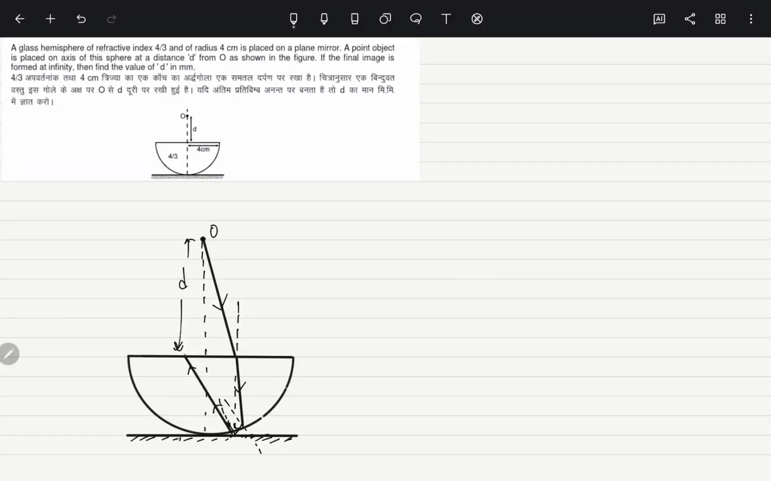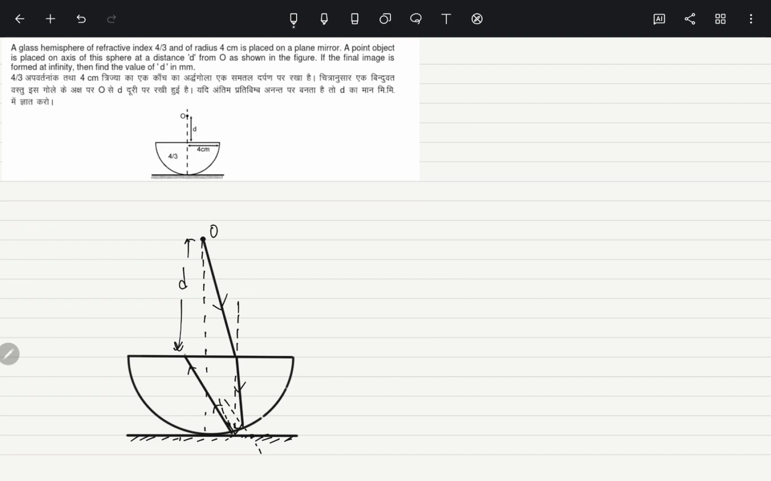Okay, so in this question, a glass hemisphere of refractive index 4/3 and radius 4 cm is placed on a plane mirror, and there's a point object placed on the axis at a distance d from O. If the final image is formed at infinity, then find the value of d in millimeter.